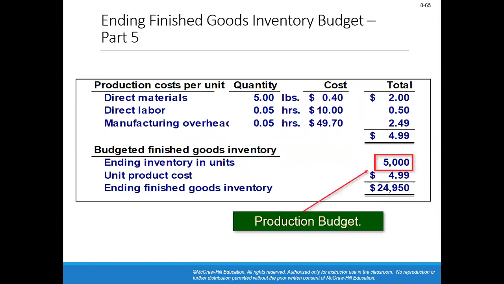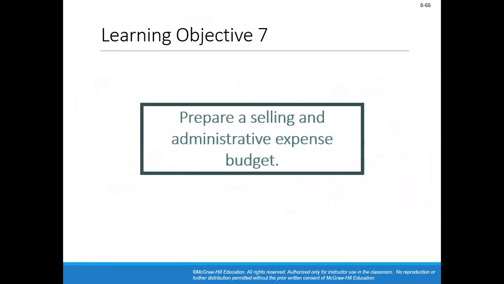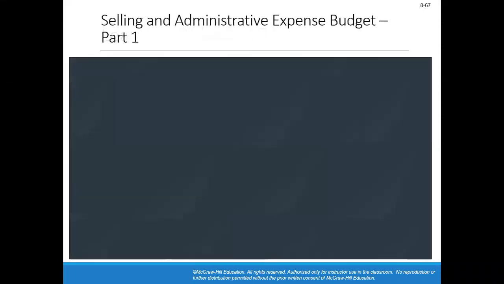So where does it come from? It comes from the production budget. Okay, so here we are already done. Now let's proceed to the selling and administrative expenses budget. It will be very much straightforward if you understand the previous discussion.